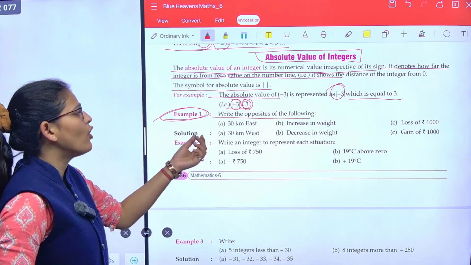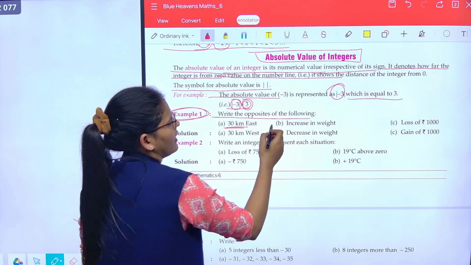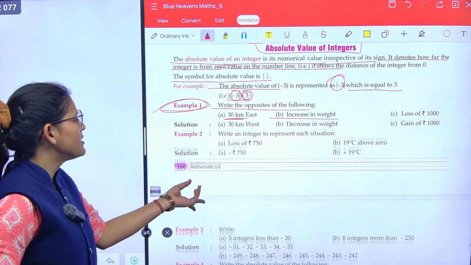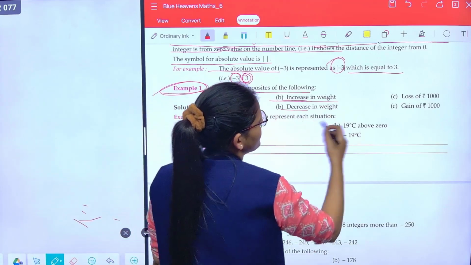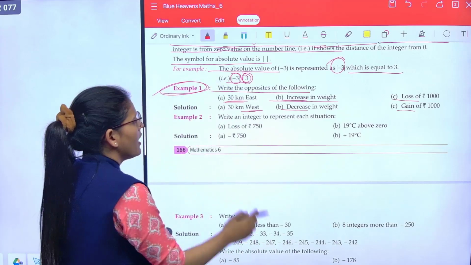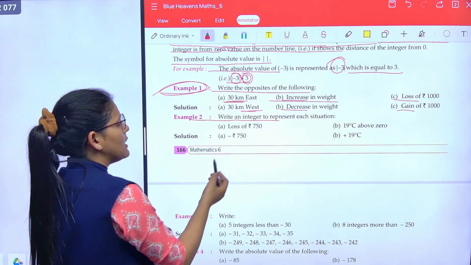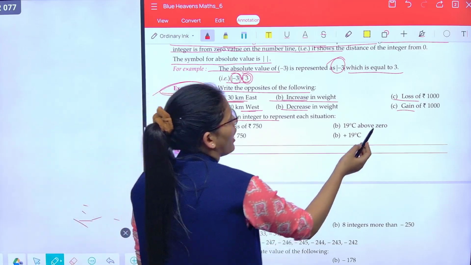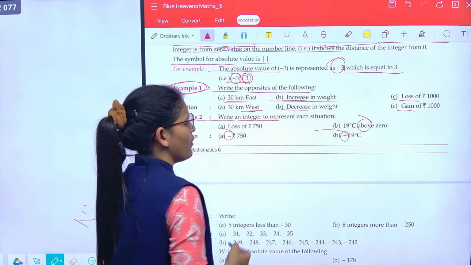Example number 1. Write the opposites of the following: 30 kilometer east, increase in weight, loss. Solution: the opposite of east is west, of increase is decrease, and of loss is gain. Now write an integer to represent each situation. For loss we use the negative sign, and for any positive word we use the positive sign.